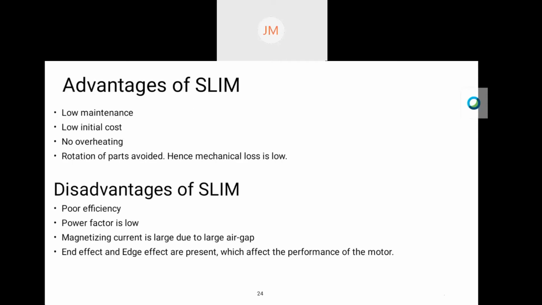The next slide deals with the advantages and disadvantages. SLIM requires low maintenance, has low initial cost, and no overheating or rotation of parts, so it gives a very low mechanical loss. But the disadvantage is that due to the end effect or edge effect, it gives a very poor efficiency, and the power factor is very low. Since the air gap is much larger than in the induction motor, it gives a large magnetizing current.